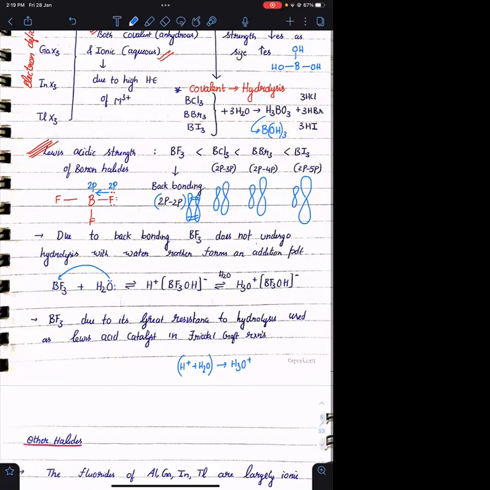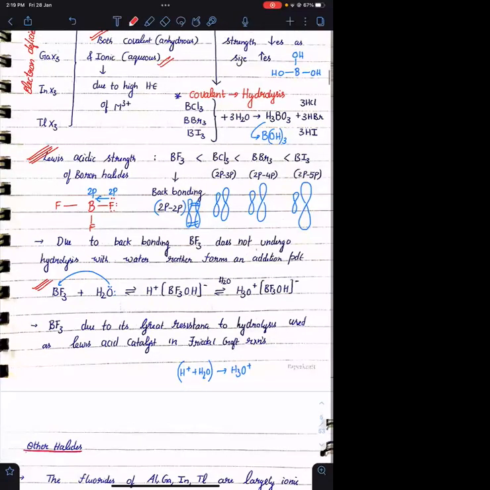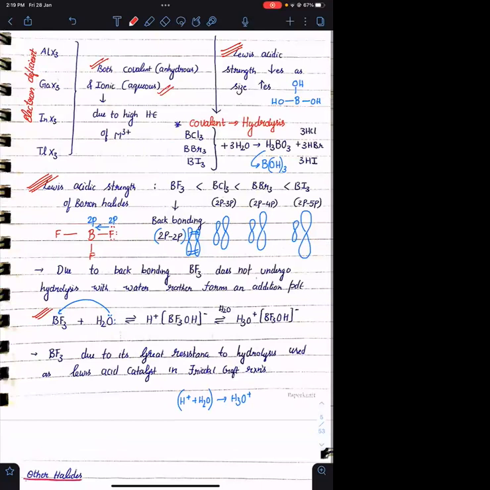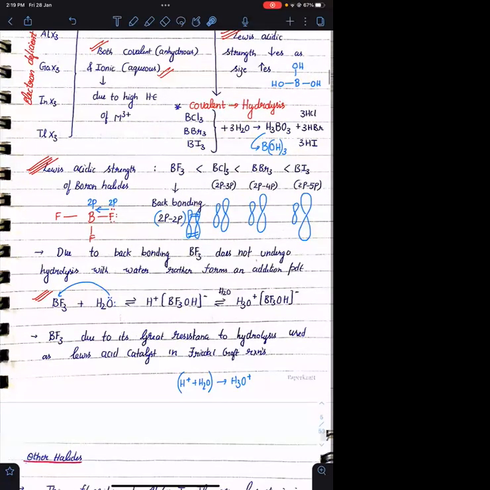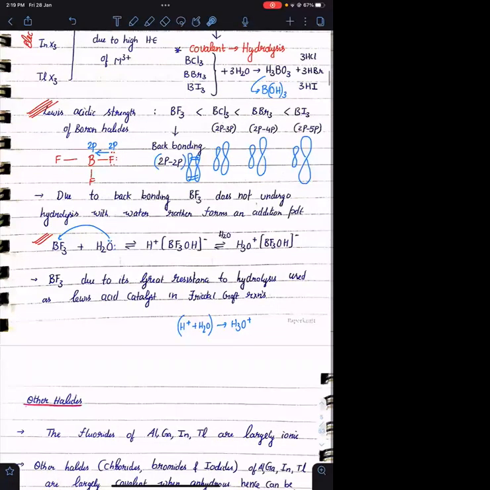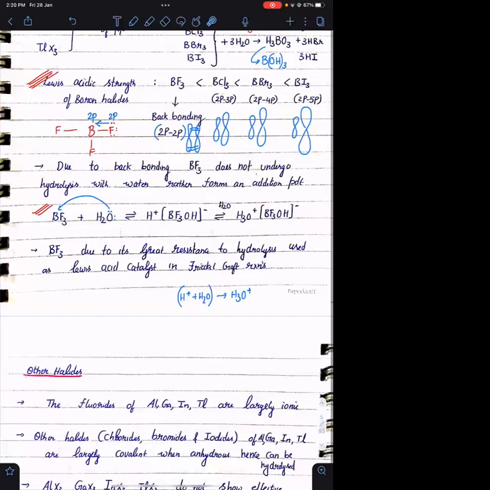Okay. This is one of the important observations. BF3 का hydrolysis नहीं होगा. They will ask that as a theoretical question. Why does BF3 not go through hydrolysis, but all the other boron halides undergo hydrolysis? The reason is because of significant back bonding. The double bond will be having a greater bond energy, which we cannot break with the help of water.